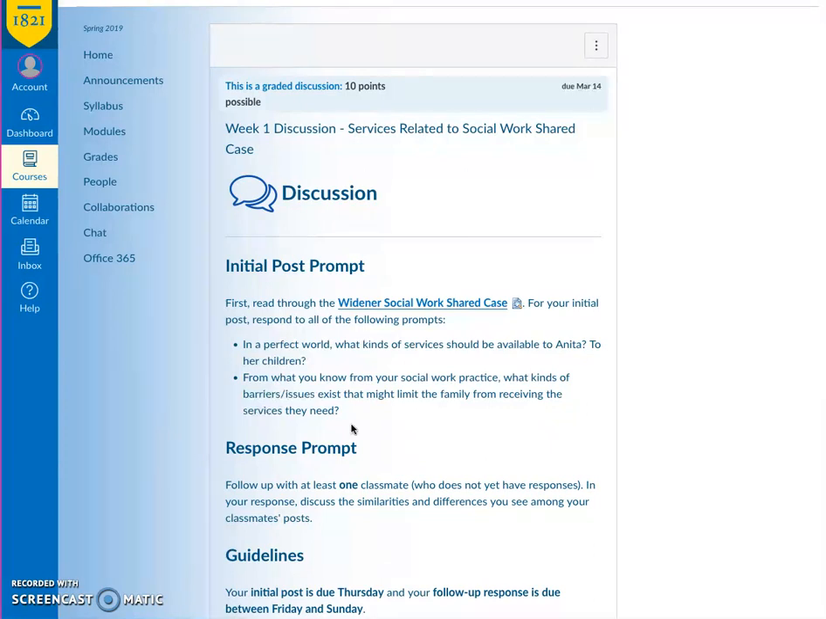For the second question, move on from the perfect world to the real world. So based on your knowledge about social work practice, identify some of the barriers or issues that Anita and her family might encounter that would prevent them from getting the services they need. What might be some limitations in how these organizations distribute resources? What might be issues in these organizations that might prevent them from being able to assist this family? Draw from your knowledge about social work practice as well as your readings from week 1 to address this question.